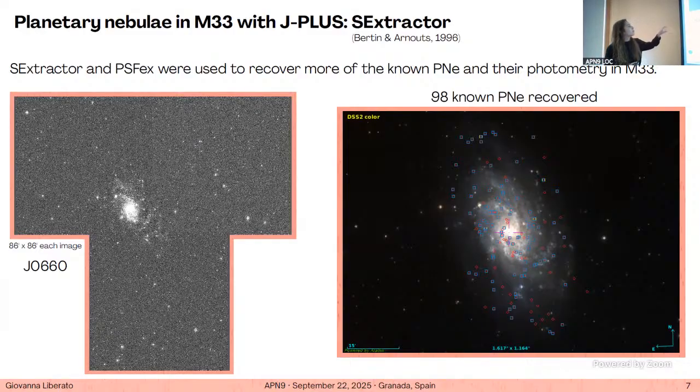And here we have the 3 J-PLUS images that we use to cover the galaxy. Here in the example it's H-alpha, but we did that for the 12 filters. After some parameter testing and also deciding to use H-alpha as the detection image, which means that we detect the sources in the H-alpha images and then do the photometry for the other 12 filters, we end up with 98 planetary nebulae recovered instead of only 13.